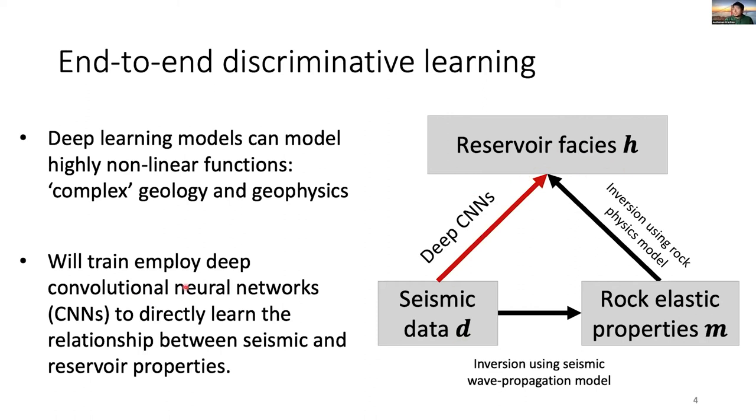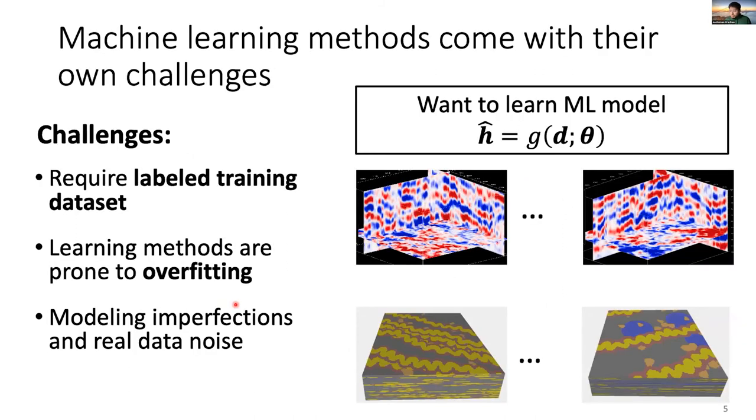And we'll employ deep convolutional neural networks to learn this relationship between the input and the output variables. As we saw from the previous talks, machine learning methods come with their own challenges, right? So let's imagine that we want to estimate the reservoir facies, a 3D reservoir facies model, which is denoted by H over here. G is our machine learning model here. It is parameterized by the vector theta, consisting of the network weights and the bias parameters. And in terms of the data D, we have our 3D seismic data.